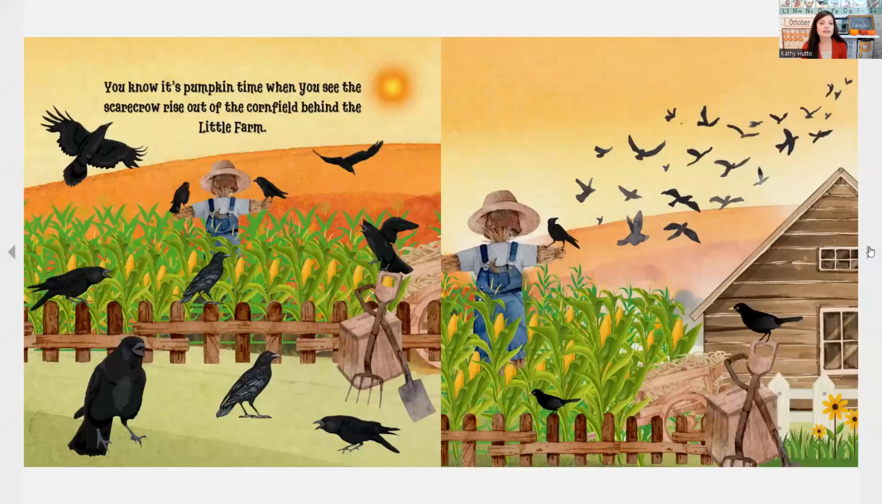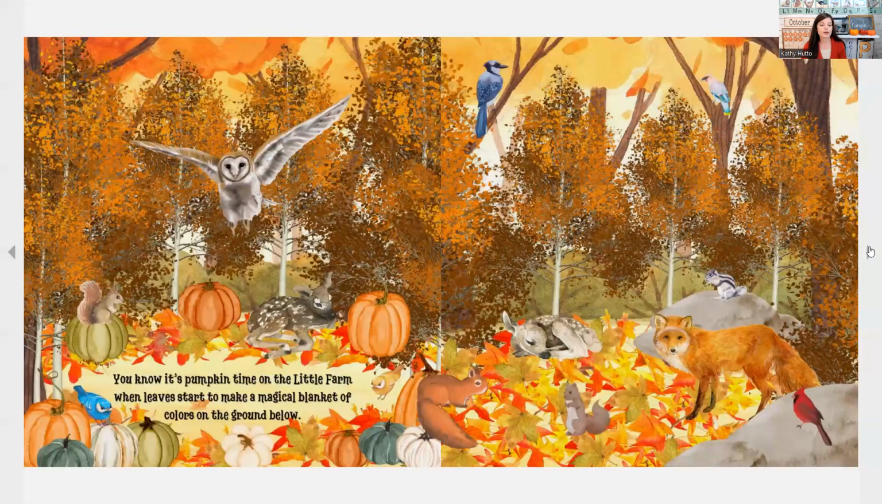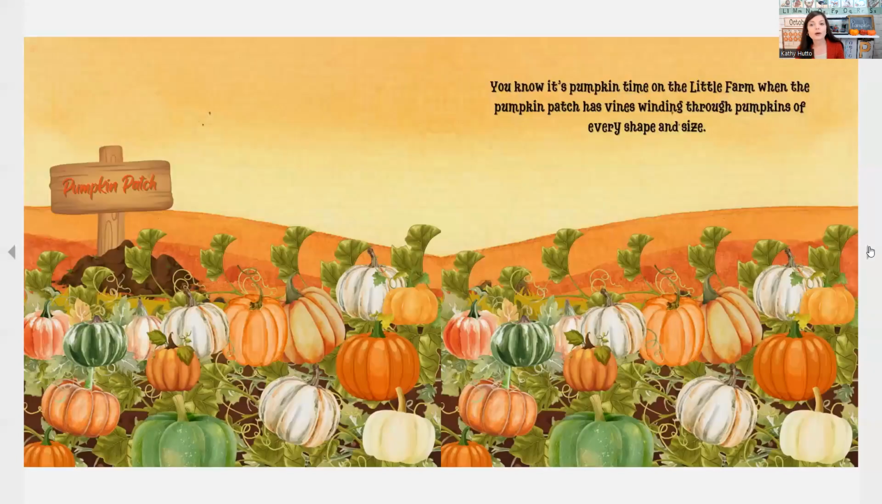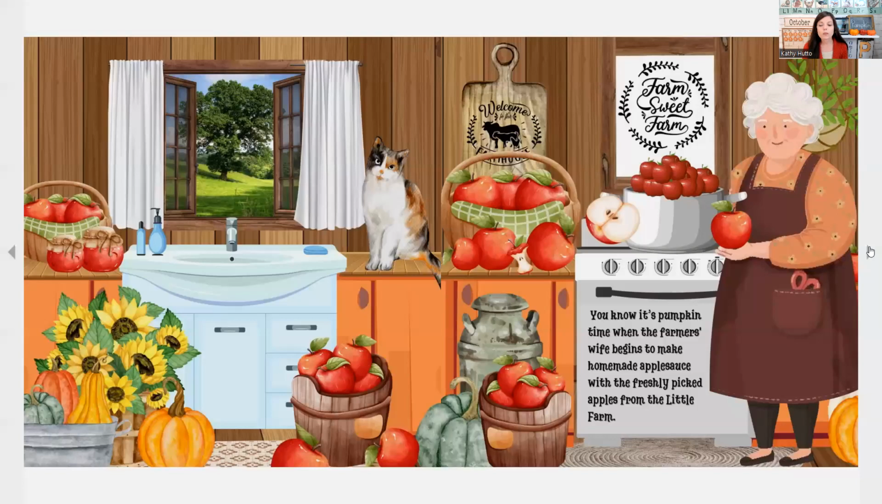You know it's pumpkin time when you see the scarecrow rise out of the cornfield behind the little farm. You know it's pumpkin time on the little farm when leaves start to make a magical blanket of colors on the ground below. You know it's pumpkin time on the little farm when the pumpkin patch has vines winding through pumpkins of every shape and size. You know it's pumpkin time when the farmer's wife begins to make homemade applesauce with the freshly picked apples from the little farm.